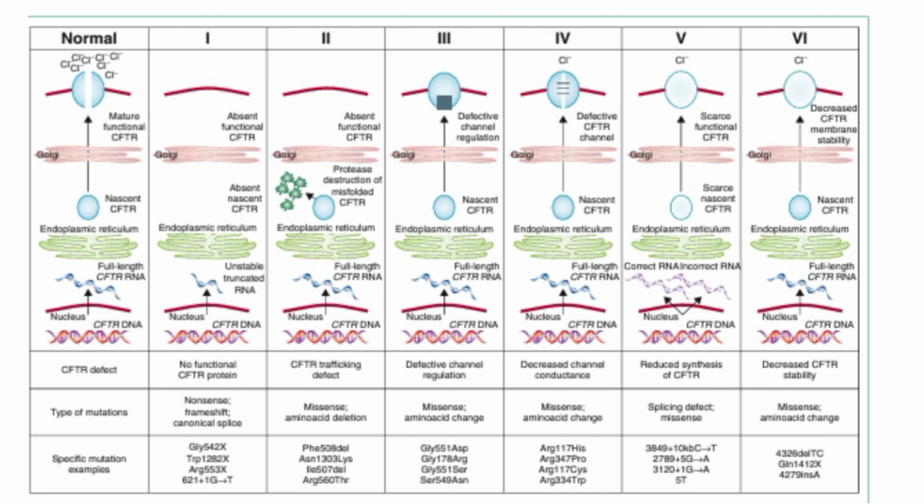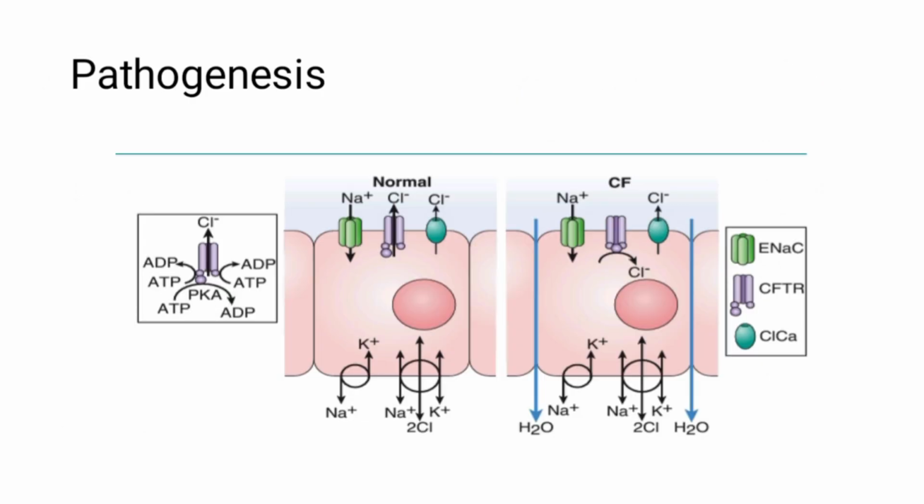Whatever the mutation, there are basically 6 problems that occur after mutation. Either there is no functional CFTR protein, or there is a trafficking problem, or a channel regulation problem, or a conductance problem, or even reduced synthesis or decreased CFTR stability.